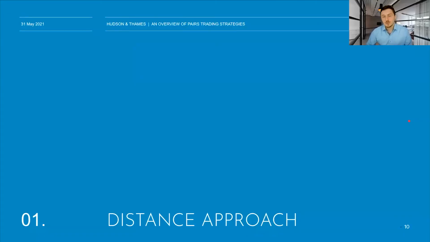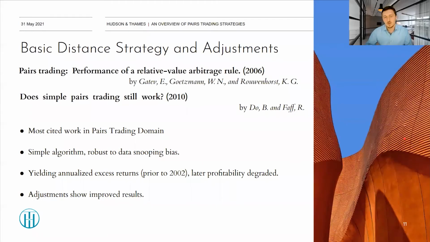First, the distance approach. Tomorrow's presentations, as I already mentioned, two of them will be dedicated to the distance approach, and essentially what I'm outlining here will be described in much more detail, and Joanne will do a great job in this. So I really encourage you to come here tomorrow and check those presentations out. But what is worth mentioning here? The first would be basic distance strategies and adjustments to them.